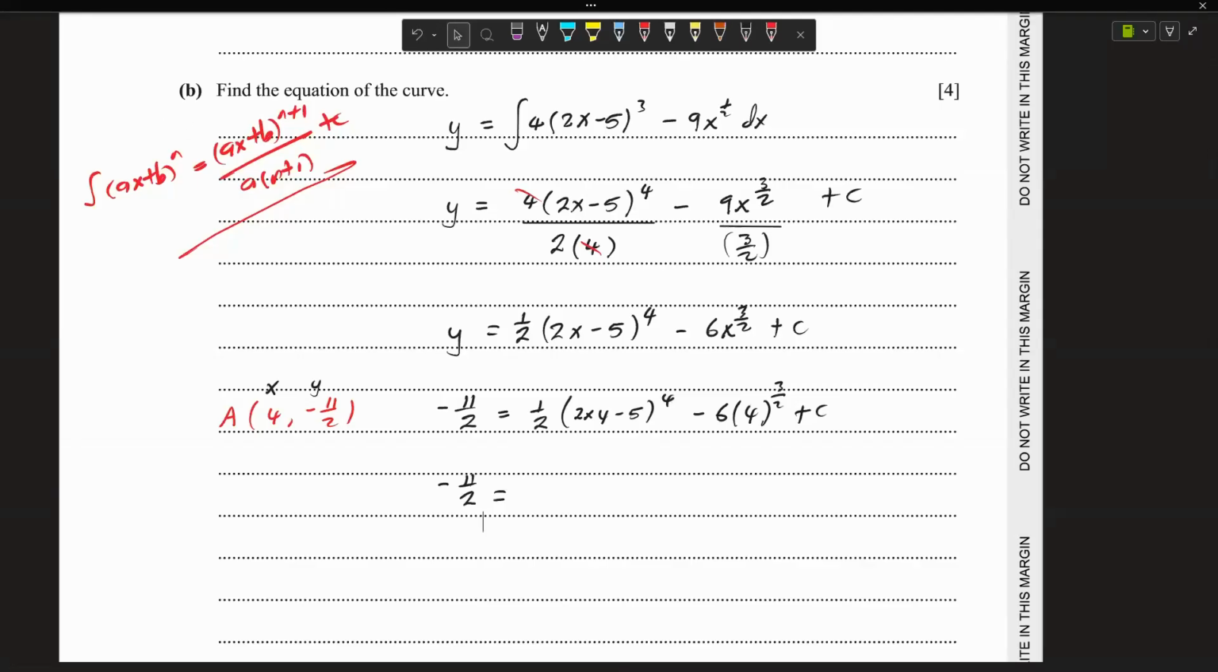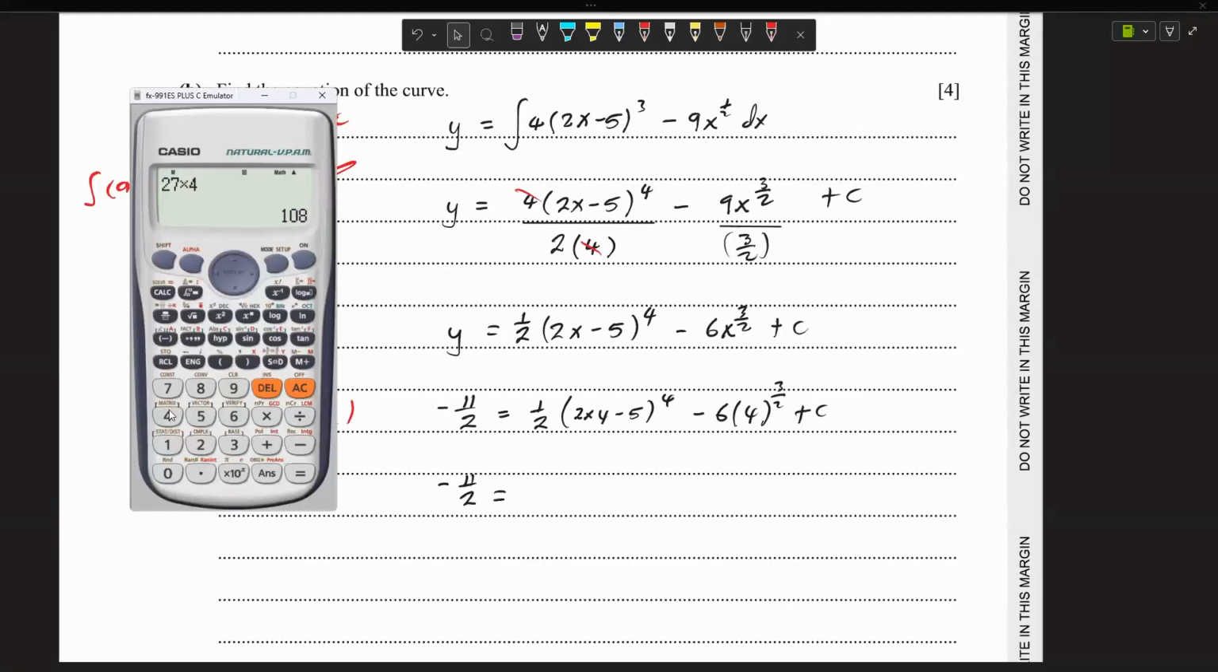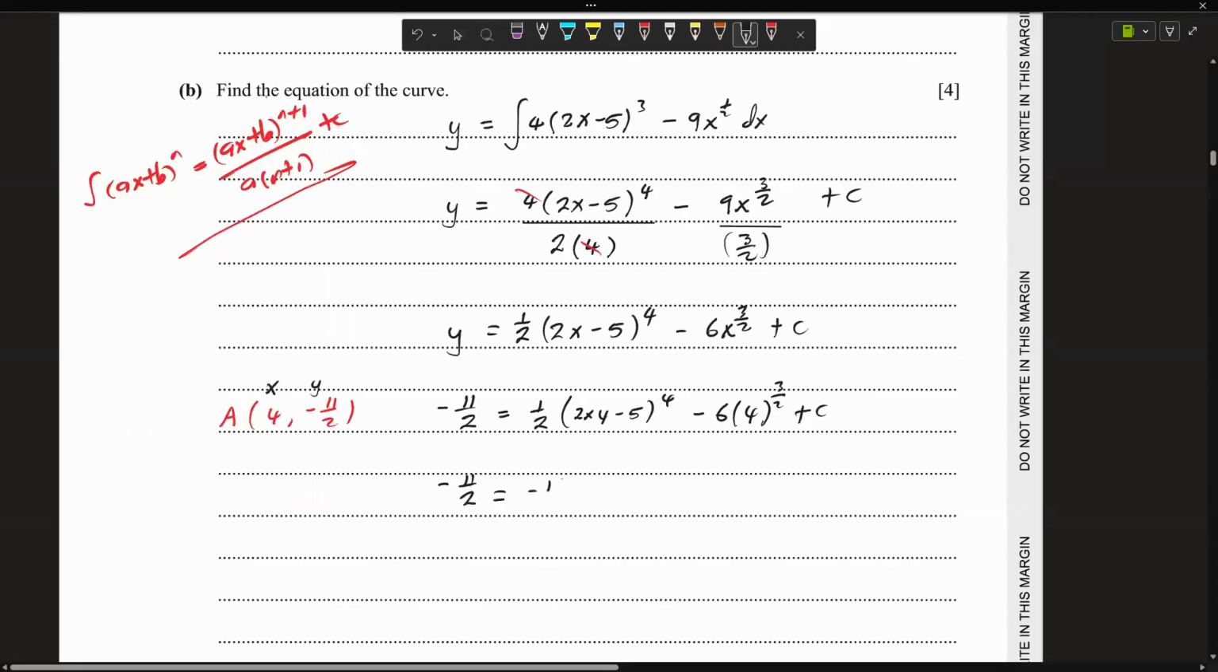Okay, let me just do a calculation so that I can use my calculator and it's fast. So I'll just say 4 and I'll store that into x, and I'll just say a half, 0.5 open bracket, 2 alpha x minus 5 close bracket to the power of 4, and that's minus 6x to the power of 3 over 2, which is like 1.5. Well, that gives me minus 15 over 2. All right, so that's minus 15 over 2, all right, plus c.